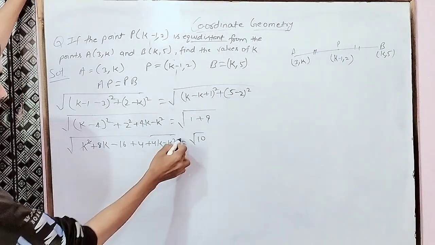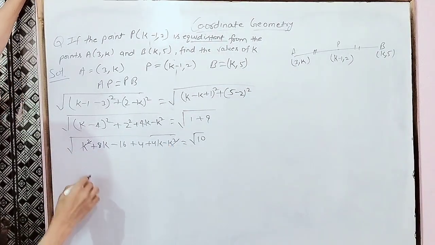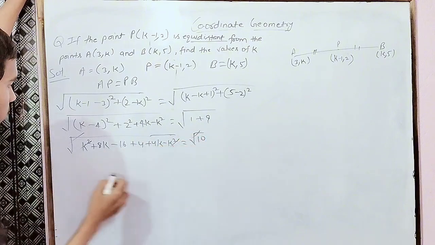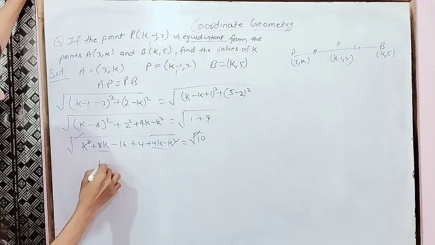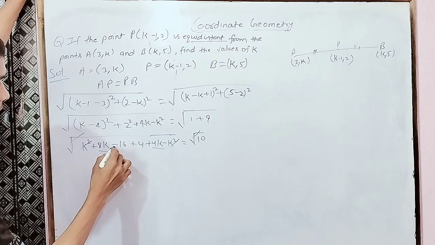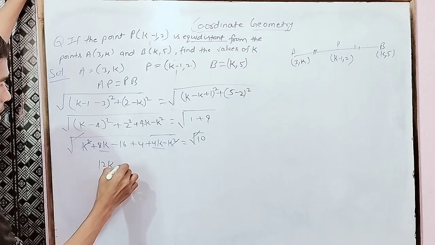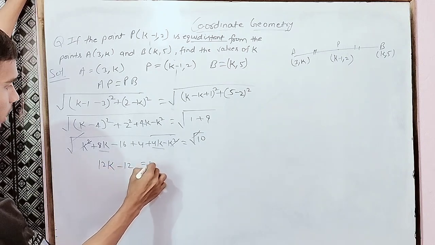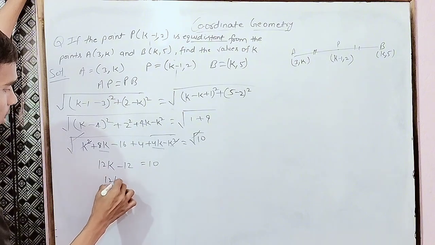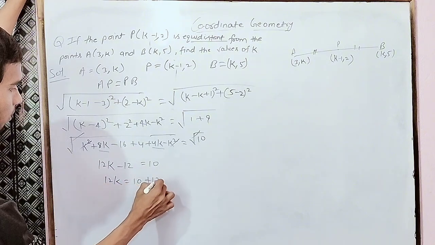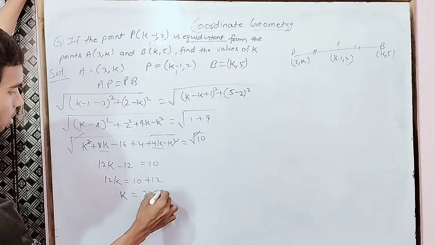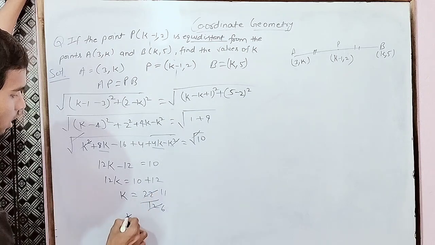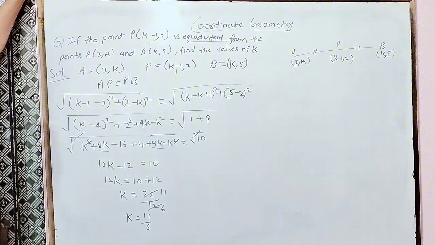Now here you can see this will get cancelled out. And we have how much? This square also. So 8k plus 4k. It will be 12k, and here minus 16, and this will become minus 12, and this is 10. So 12k equals 10 plus 12. So it is 22 upon 12. 11 upon 6. K is coming 11 upon 6. Is it correct?